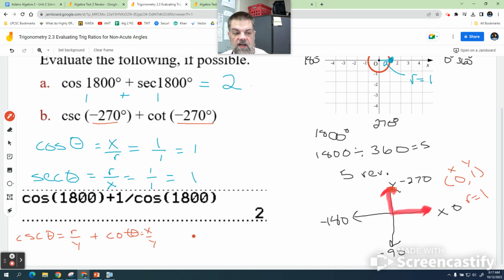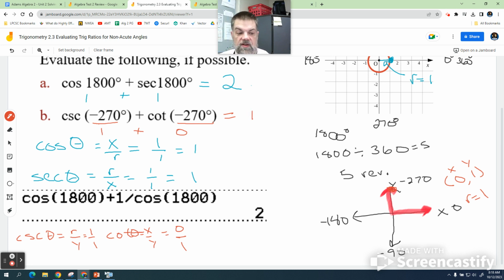So cosecant of 270 will be r, which is 1, over y, which is 1. So this whole thing equals 1, right? In other words, this would be 1 over 1. And this one over here is x over y, but x is 0 and y is 1. So this would be 1 plus 0, which would be 1.